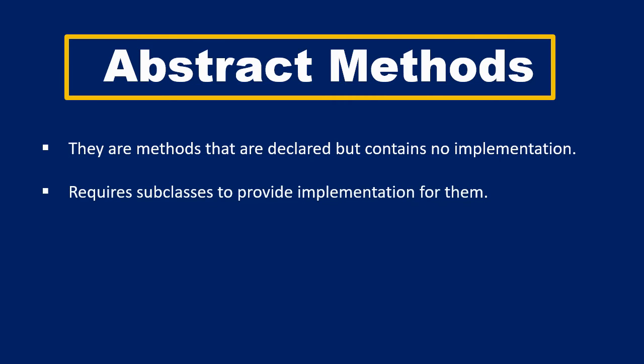What is an abstract method? An abstract method is a method that is declared but contains no implementation. So in order to provide implementation for an abstract method, you will need to have subclasses to provide that implementation.